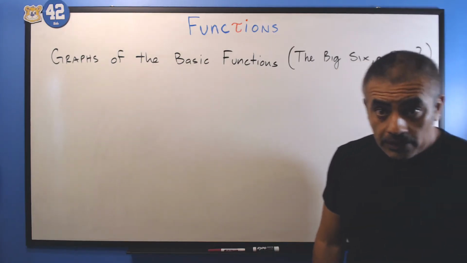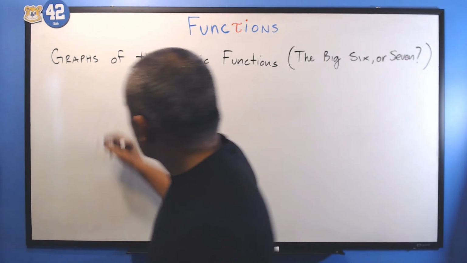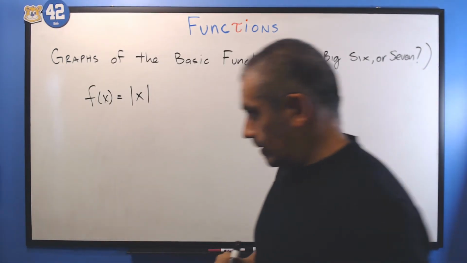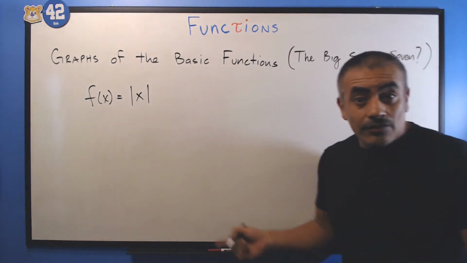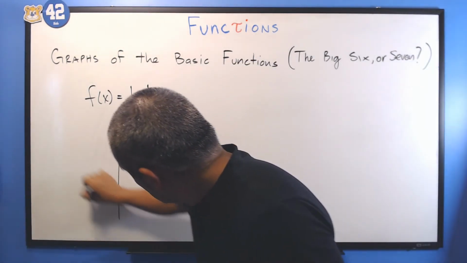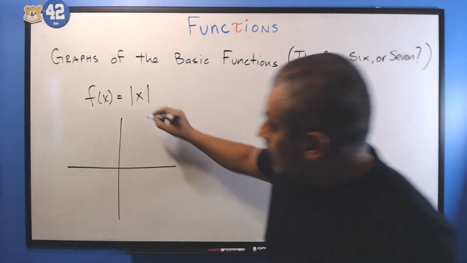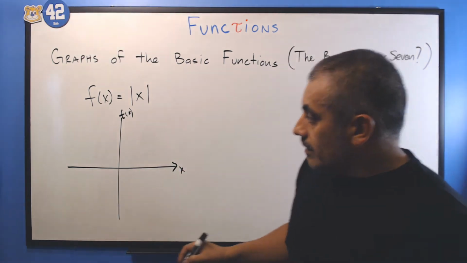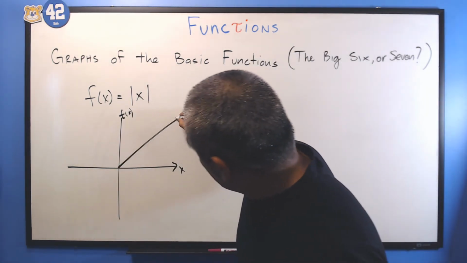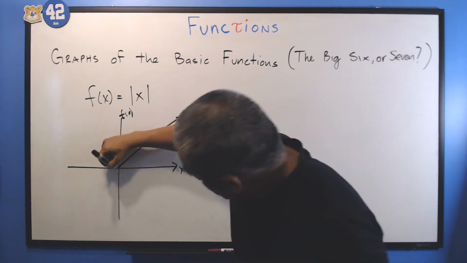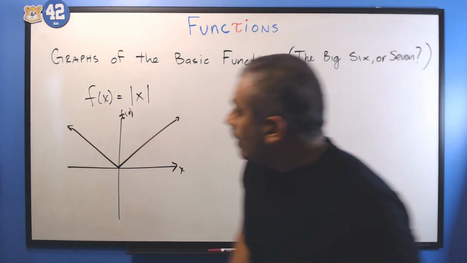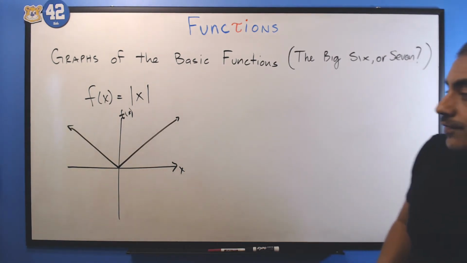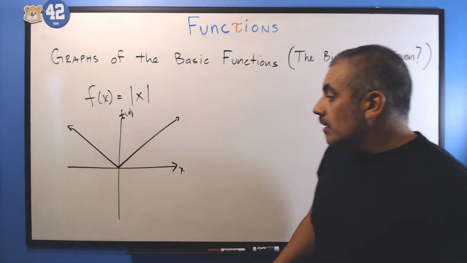The next function that we're going to go over is going to be the absolute value function. So we have f of x equals absolute value of x. The absolute value of x is a graph that on the right-hand side of the y-axis, it forms this line, and on the left-hand side, it forms this line. And so we have our basic absolute value function, which looks like a v. It is the first function that we see that actually has a corner.